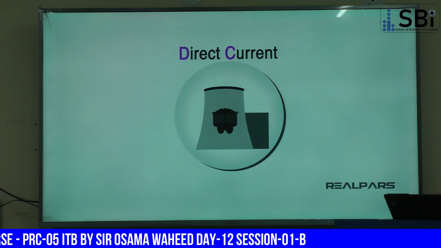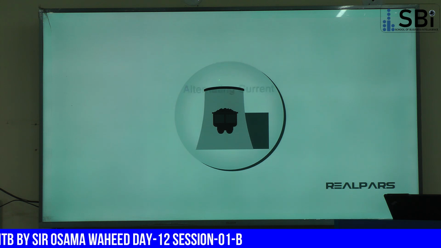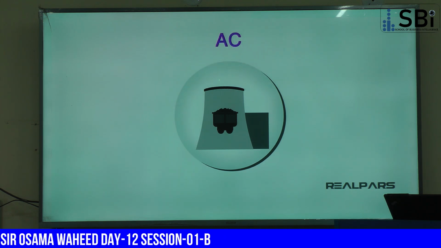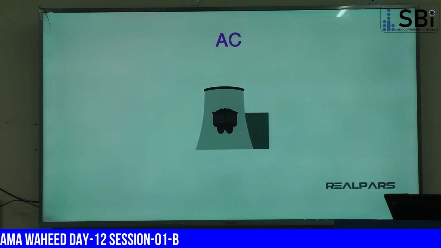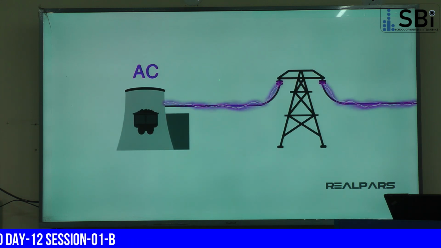Originally, the only source of power was direct current, or DC systems. But it wasn't until alternating current, or AC systems were introduced that the power could be carried the distances necessary to be suitable for distribution to the masses.